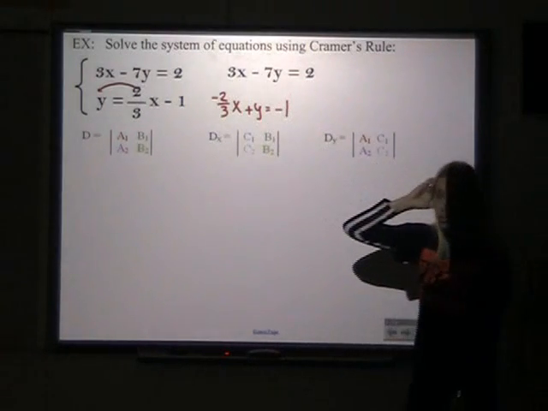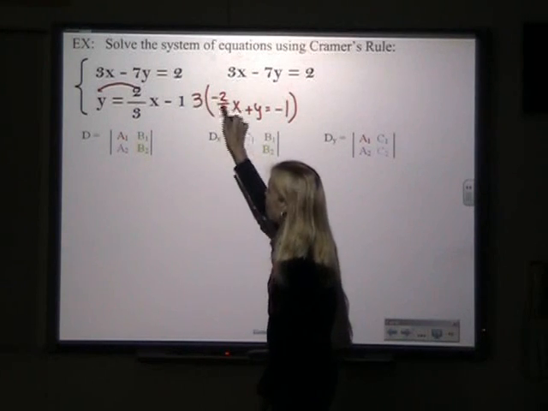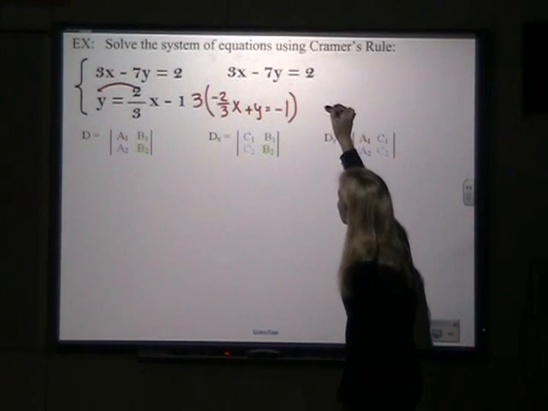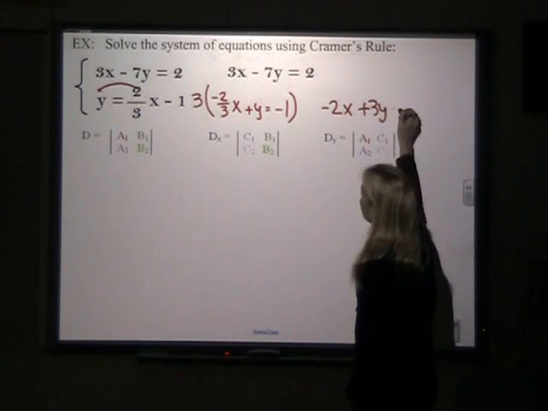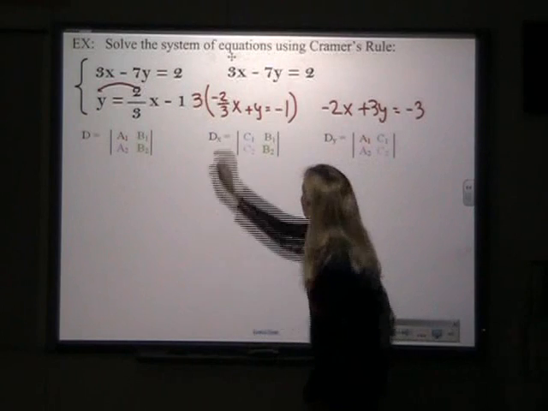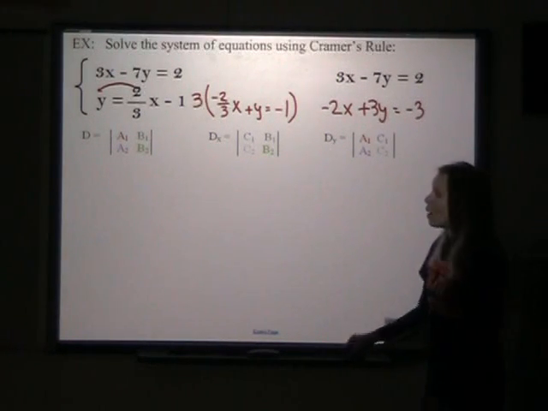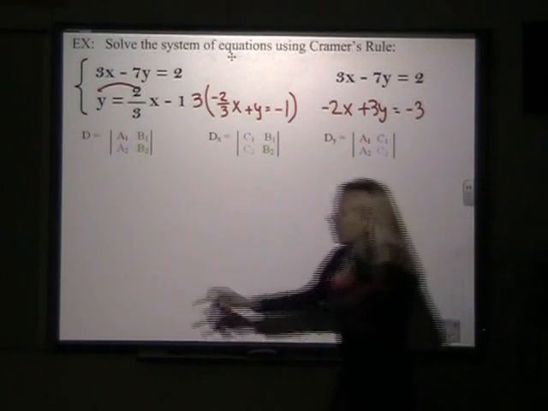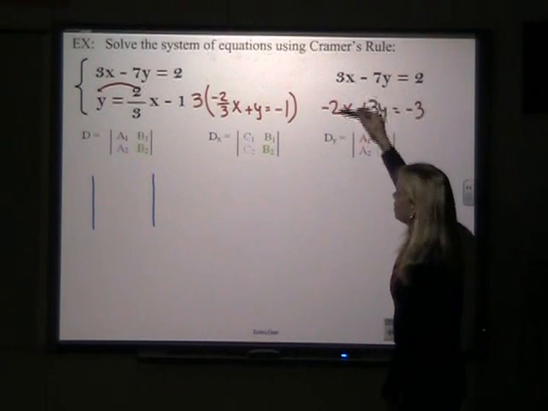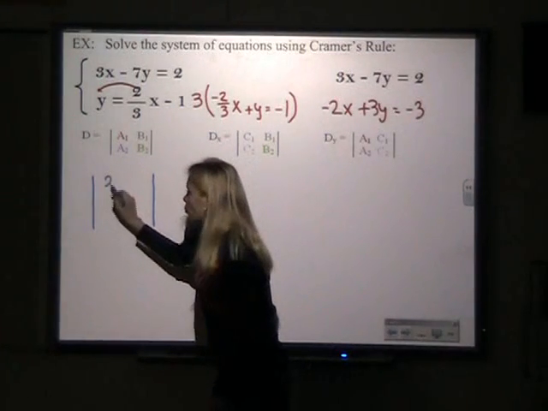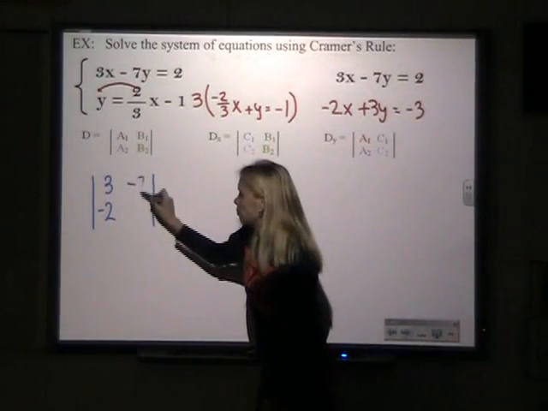Now, if you want to deal with fractions, you can leave it that way, or remember, to get rid of the fractions, I multiply everything by that bottom number. So this one is -2x, positive 3y, and -3. So those are the two equations that I'm looking at. So now let's set up our matrix. Again, the first matrix is just going to be these numbers in with my x's and my y's. So 3, -2, -7, 3.